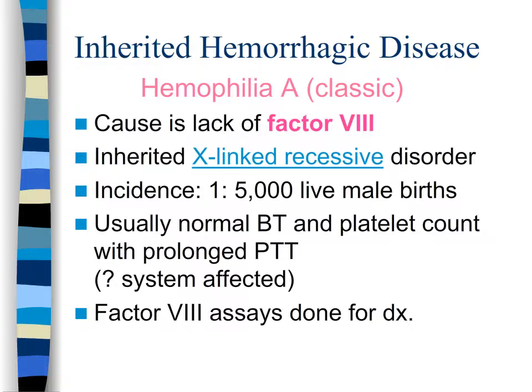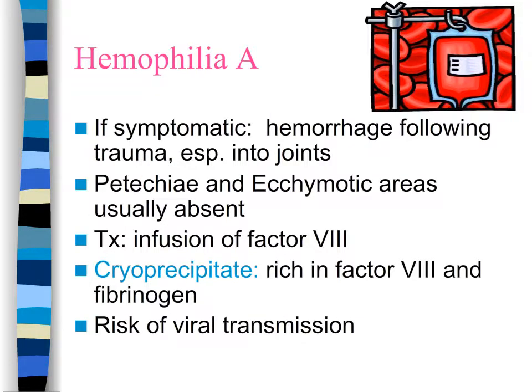Because this affects factor VIII, then this affects the intrinsic pathway, as do all of the hemophilias that will be discussed. When symptomatic, hemophilia A is seen as hemorrhaging following trauma, especially in joints. It is diagnosed by the factor VIII assays that are done. And although there's bleeding following trauma, petechiae and ecchymosis is not present.